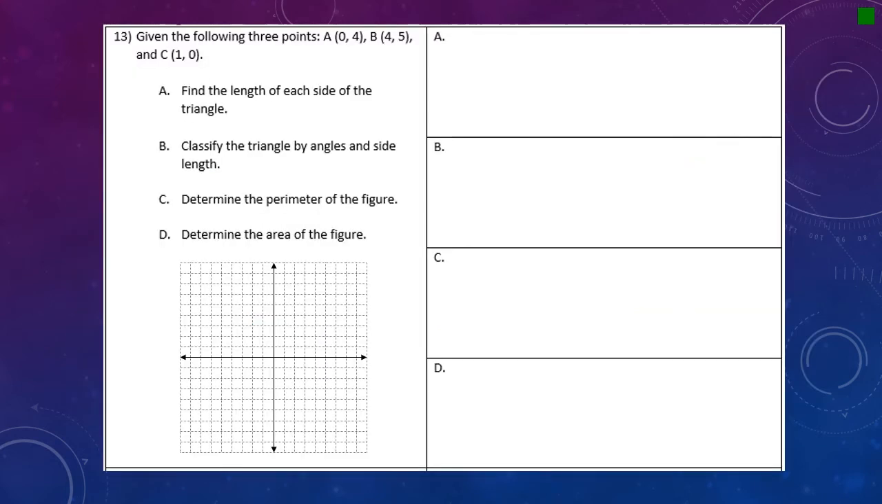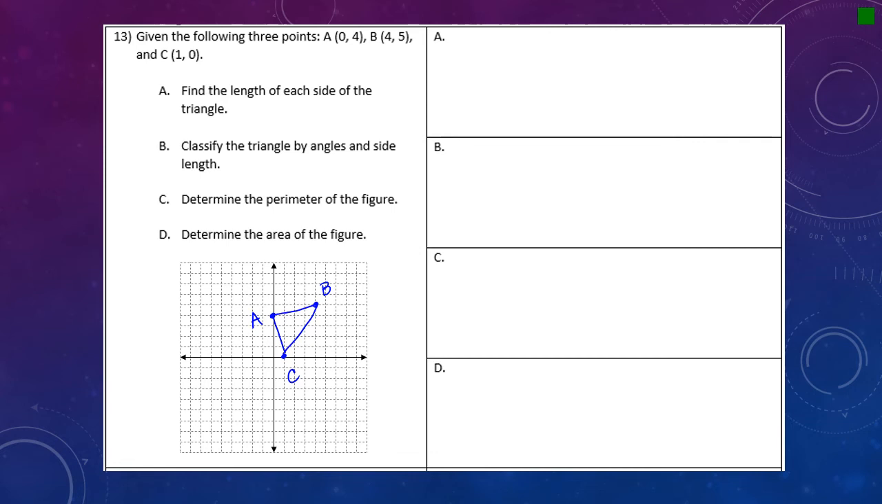We're given 3 points, A, B, and C, and then we have a list of 4 things that we need to do. Part A asks us to find the length of each side of the triangle. So what I'm going to do first, there's a blank graph down here at the bottom. I'm going to plot my points because it helps me just to make sure that everything is working out the way that it's supposed to. So I'm going to plot A, which is at 0, 4. B is at 4, 5. And C is at 1, 0. So here's my triangle.